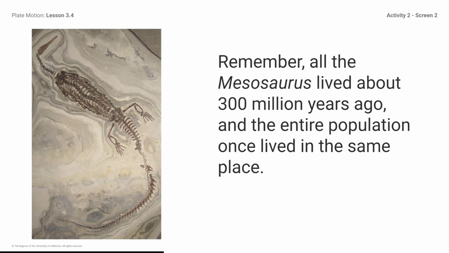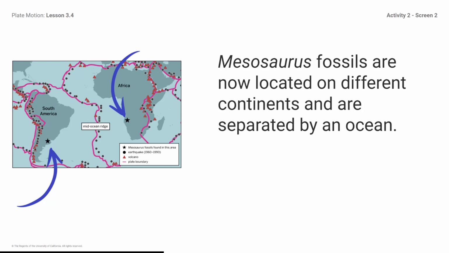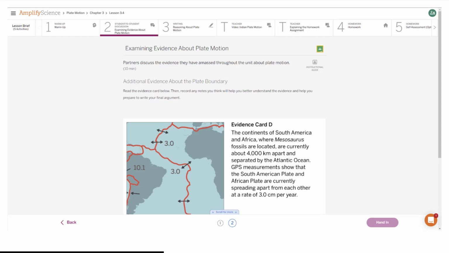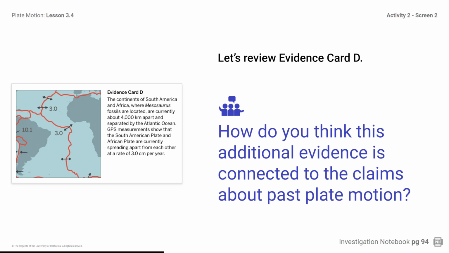Remember, all the Mesosaurus fossils lived about 300 million years ago, and the entire population once lived in the same place. Mesosaurus fossils are now located on different continents and are separated by an ocean. Here's what your student screen looks like for this part of the lesson. Let's review evidence card D. How do you think this additional evidence is connected to the claims about past plate motion?